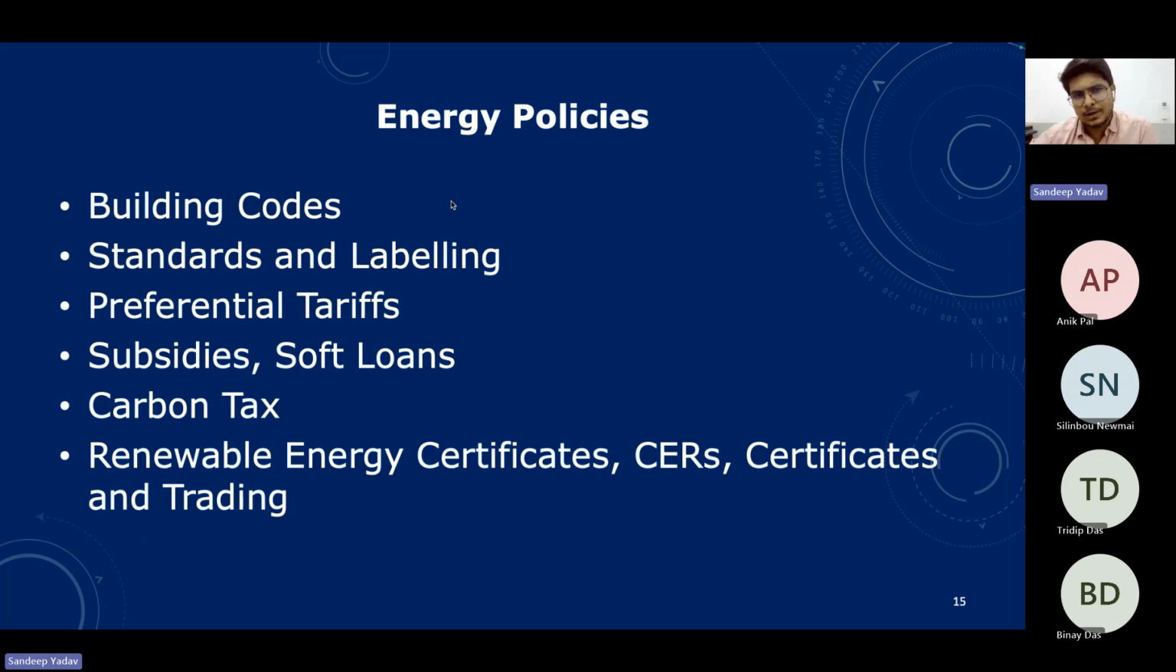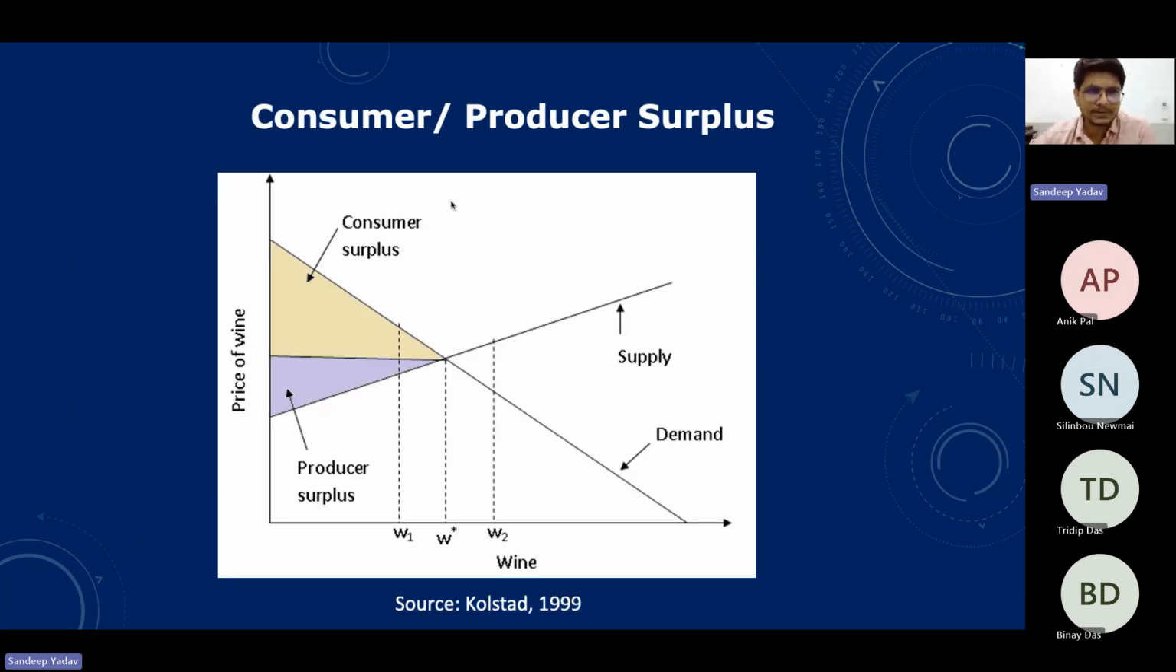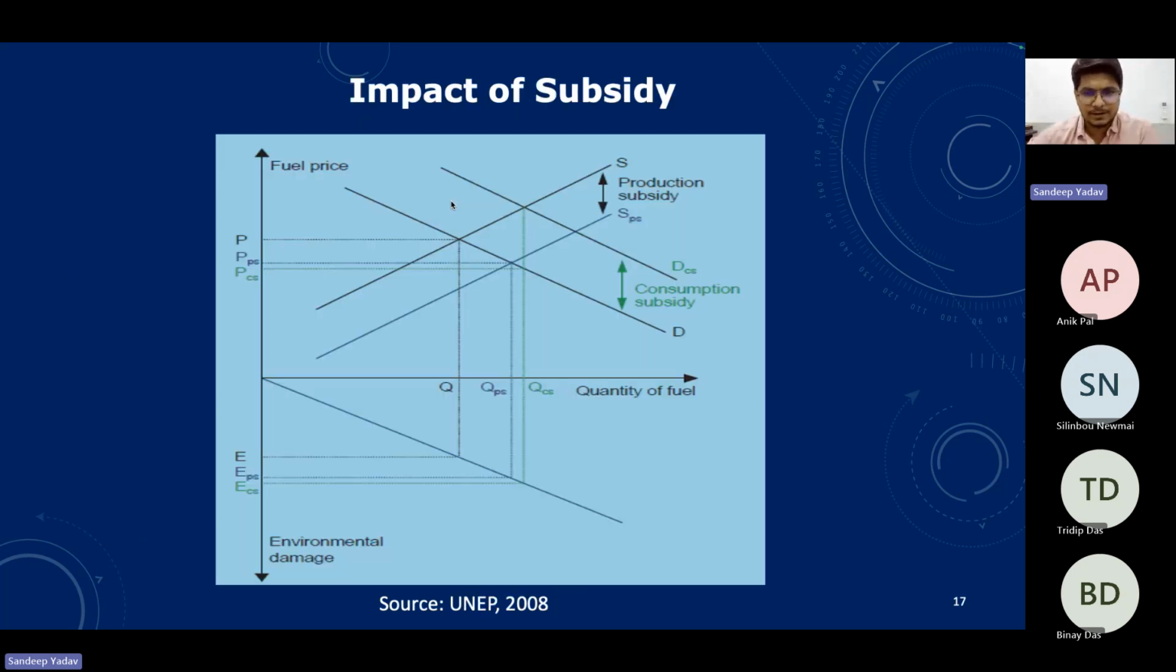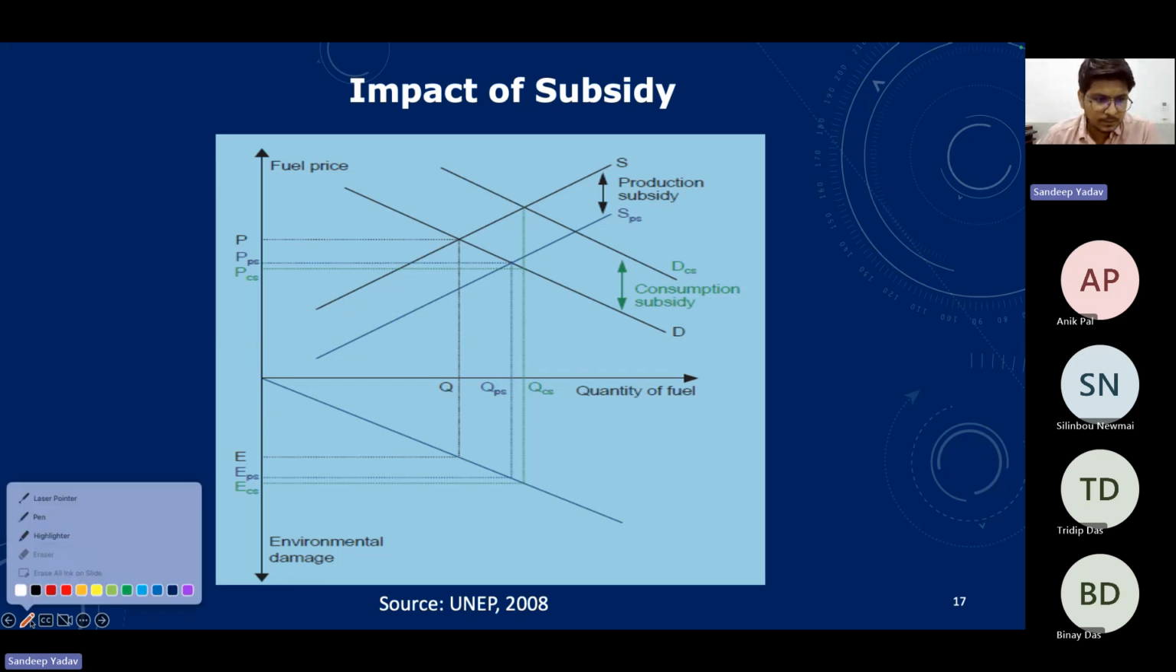There are other energy policies like building codes, standards, and labeling, carbon taxes, renewable energy certificates, and certificate trading. This we have covered in lecture number 2. So this is the supply and demand curves, and we can vary according to this. If we see here, this is the original graph. Just wait a minute.